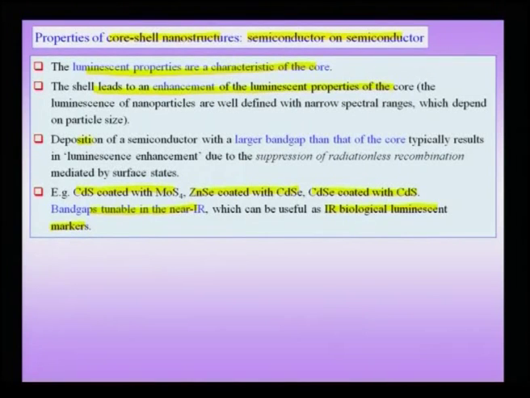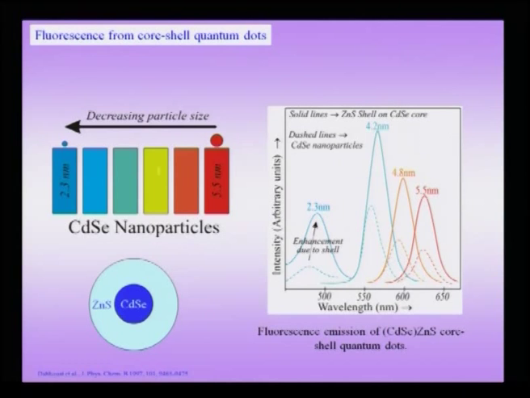Now, typically deposition of a semiconductor with a larger band gap than the core results in what you might call luminescence enhancement, and this occurs due to suppression of radiationless recombination. And this radiationless recombination typically is mediated by surface states. So, if you had a raw semiconductor, then you have the surface states which lie in the band gap, and the transition to these surface states may not lead to luminescence, and therefore, having a shell layer enhances the luminescent properties of the semiconductor. One of the beautiful examples available is the case of the CdSe nanoparticles.